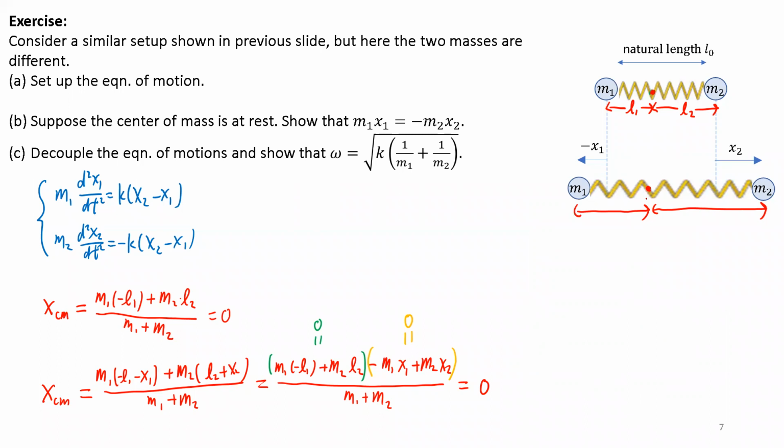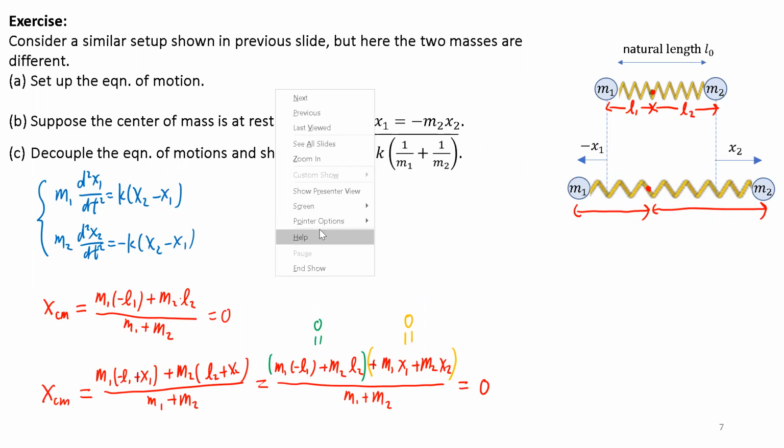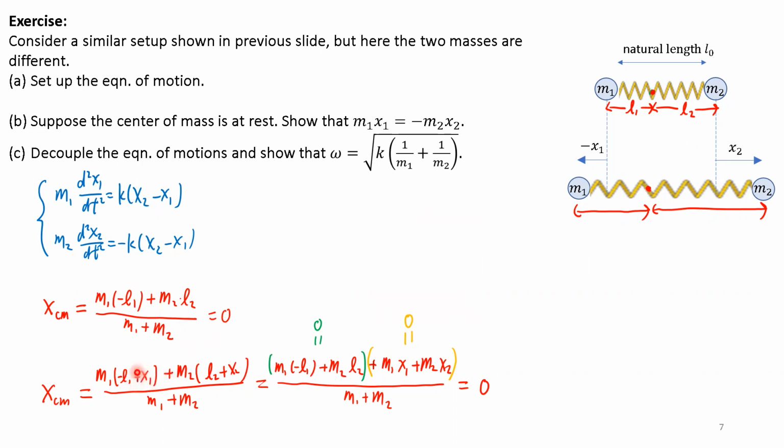First of all, notice that there's one typo I made here for the sign of this x1. It should be minus L1 plus x1. So this should be a plus. This one over here should be a plus, and this one should be a plus.